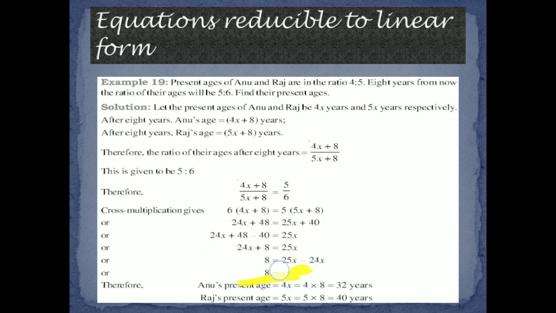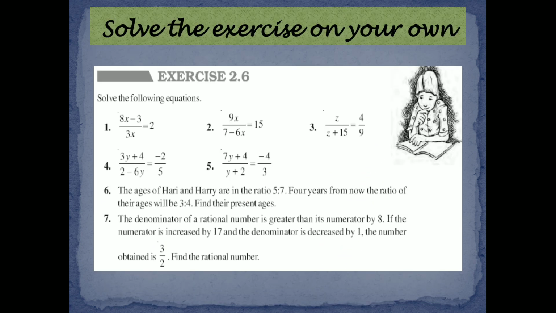This is the value of x only, not the age of any person. To find out the age of Anu, I need to multiply it with 4. Why? Anu's age is 4x years. So 4 into 8 is equal to 32. And to find out the age of Raj, 5 into 8, that is 40 years. This is the answer. Now try to solve this exercise by yourself.